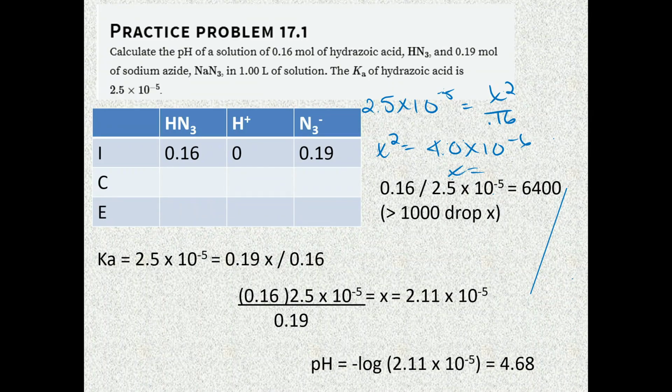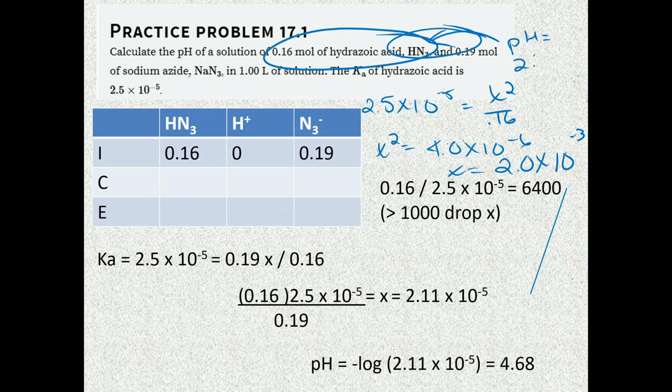In my head, I said, well, take the square root of 4 and take the square root of negative 6, but I just wanted to make sure I was doing okay. So it's 2.0 times 10 to the minus 3, and the pH of that would be 2.7. So just this guy, the pH is 2.7. So you can see the presence of that salt lowers my dissociation and raises my pH.